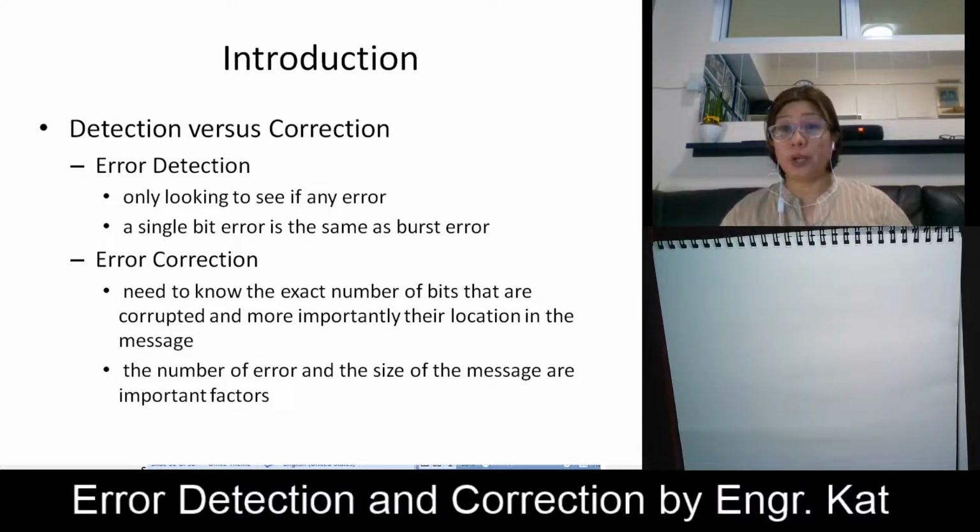In error correction, we need to know the exact number of bits that are corrupted, and more importantly, their exact location in the specific message. The number of errors and the size of the message are important factors in error correction. If we need to correct a single error, for example, in an 8-bit data unit, we need to consider 8 possible error locations, that is, where among those 8 bits the error is located. If we need to correct two errors in a data unit of the same size, let us say 8 bits, we need to consider 28 values, or 28 locations.